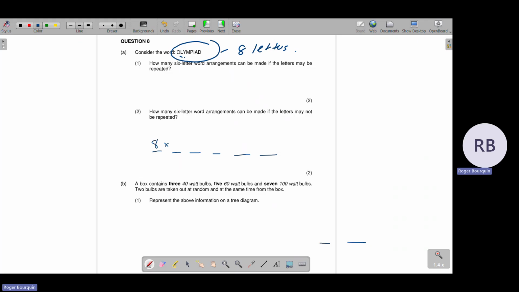8. The next one? 7. The next one? 6. The next one? 5. There's no factorial in this, because we're looking at the number of choices. Think of a menu.